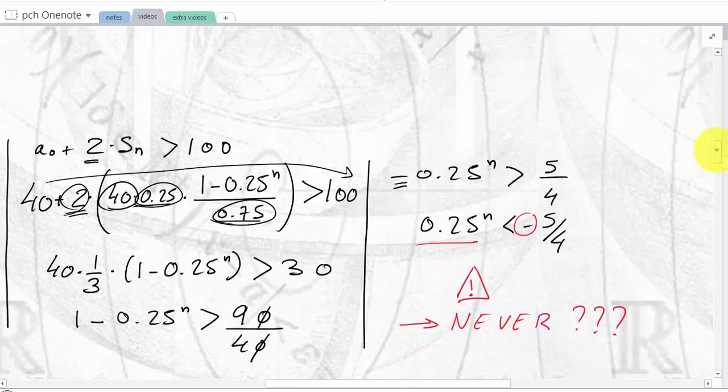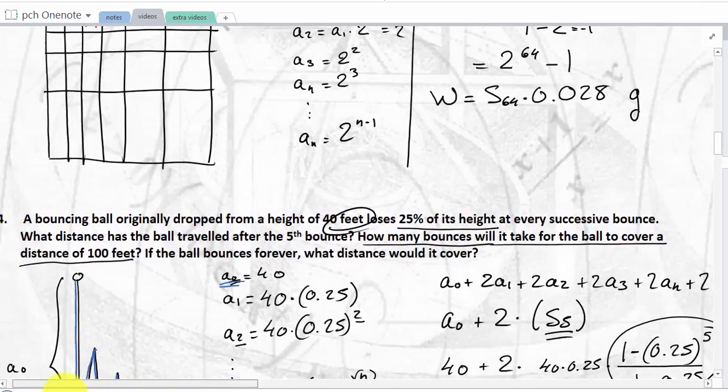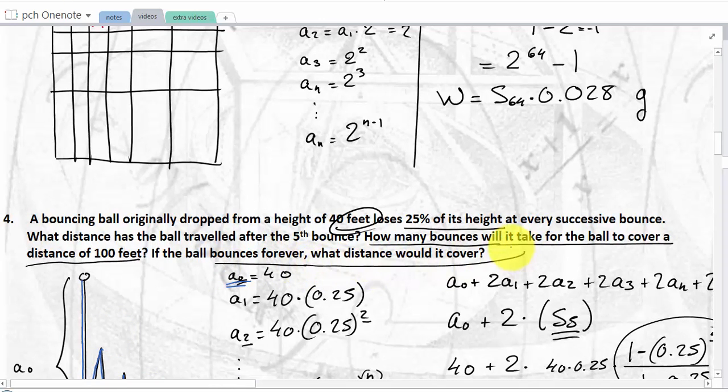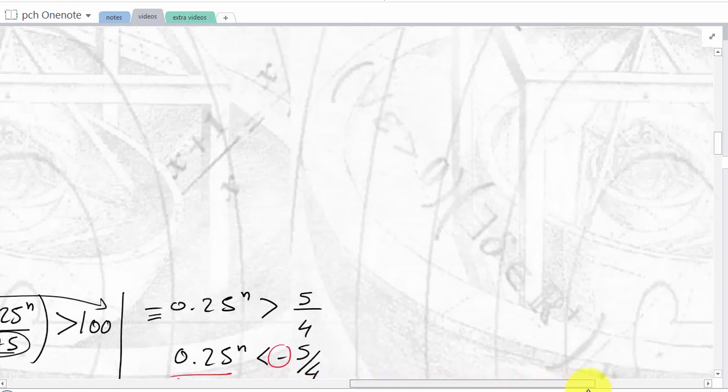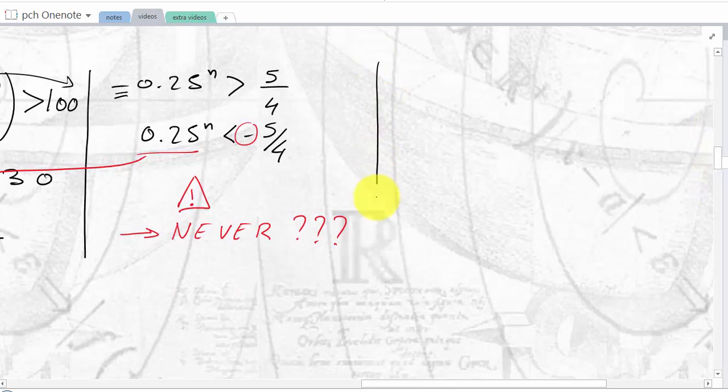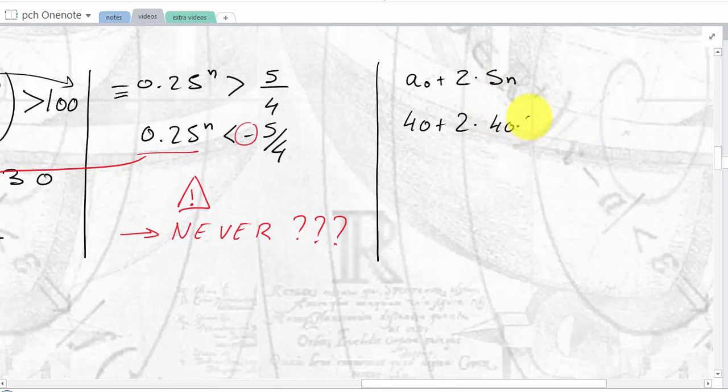Okay? So I think that's the last question in this problem. Let's see the last question. If the ball bounces forever, what distance would it cover? That's what we need to understand here, why it never will reach 100 feet. Okay, so the distance that the ball covers is A0 plus twice Sn, alright? So it is A0, 40, plus 2 times Sn, is A1, so it is 40 times 0.25, right here, times 1 minus 0.25 to the n over 1 minus 0.25. This is a distance it has covered after n bouncing, okay, n rebounds. All right, so this is 0.75.